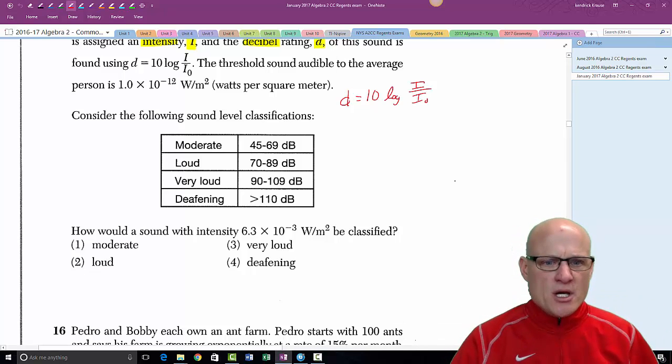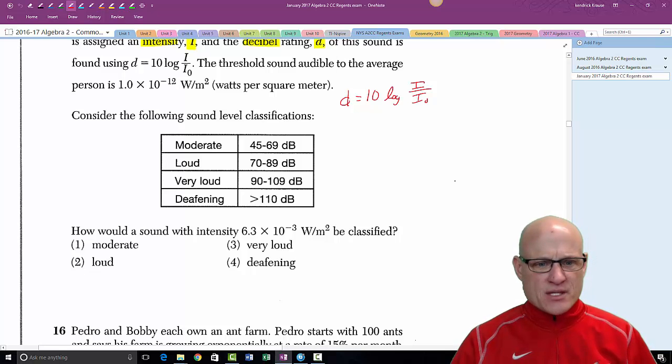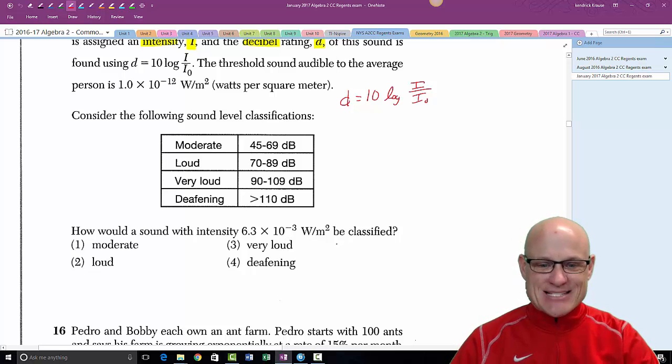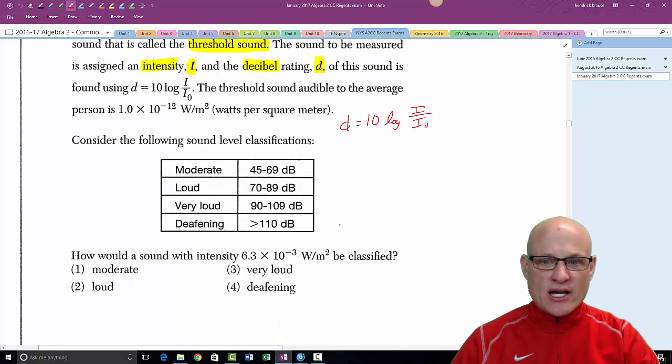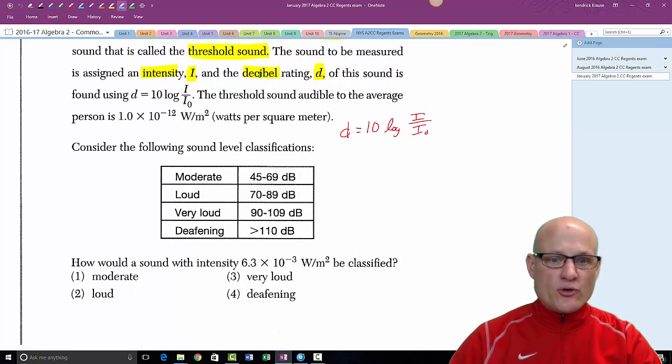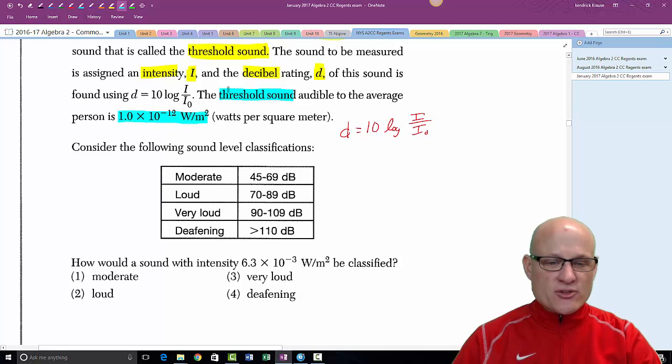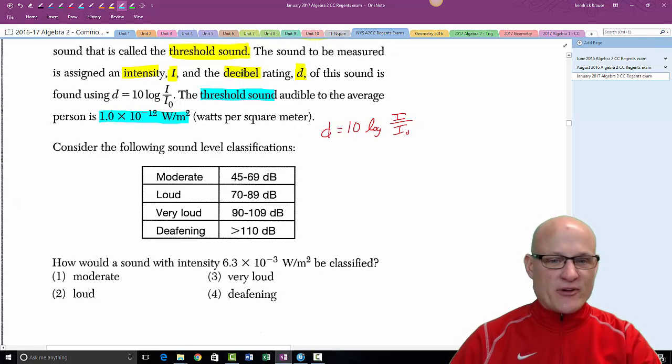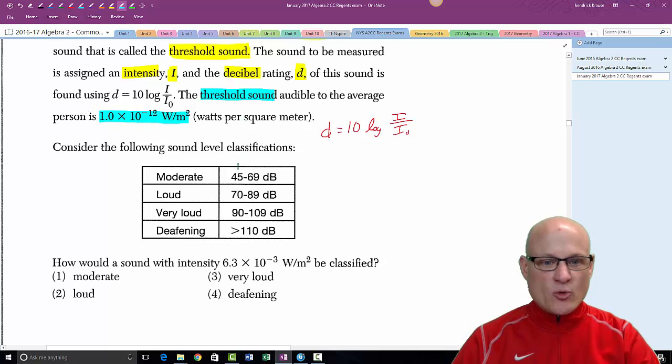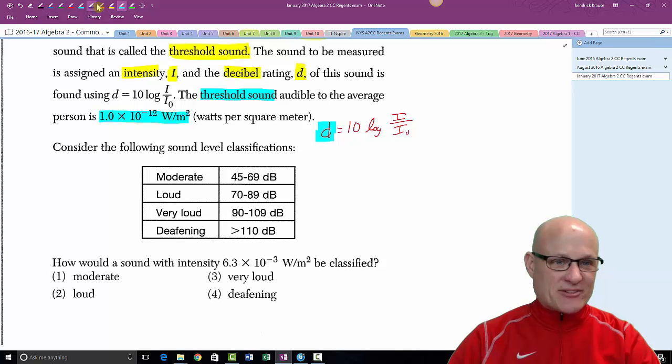All right, here we go. How would a sound of intensity 6.3 times 10 to the third W/m² be classified? So this is my intensity. Now it looks like we're going to start with our threshold sound. So this question is really, can you figure out what they're asking for? We want to figure out what the decibels are. Our goal is to figure out the decibels, and they gave us everything.